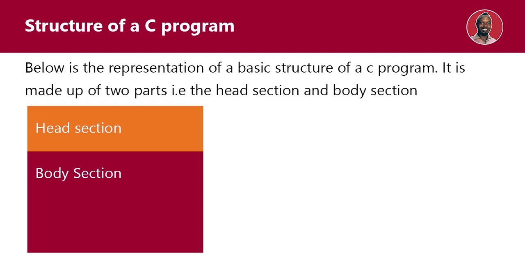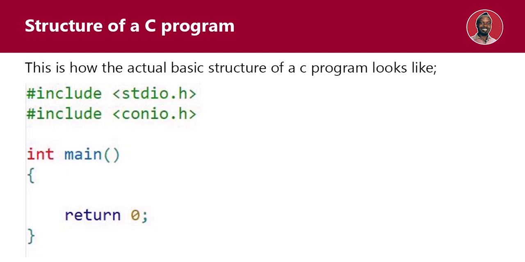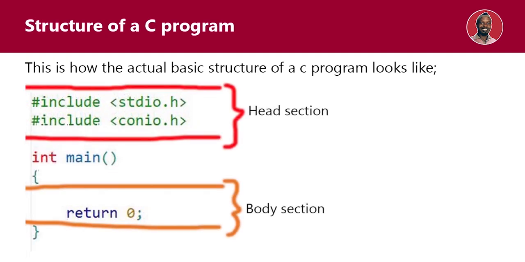So, structure of a C program. Below is the representation of a basic structure of a C program. It is made up of two parts, that is to say, the head section and the body section. As you can see there, we have the head section and then the body section. So for the actual look, this is how the actual basic structure of a C program looks like. It is made up of these statements that I'm going to explain later. So these first two statements fall under head section, then these other ones fall under the body section.